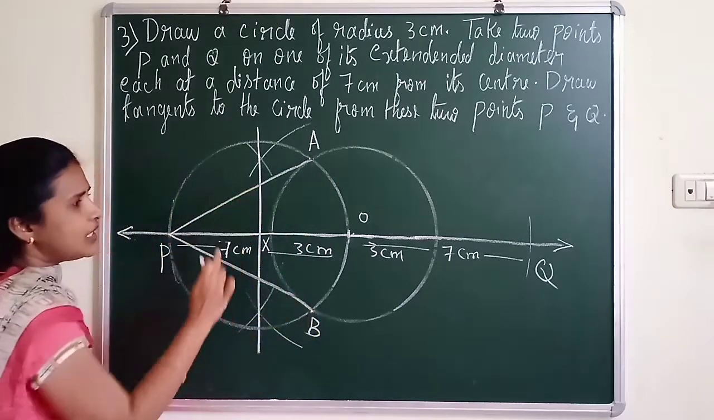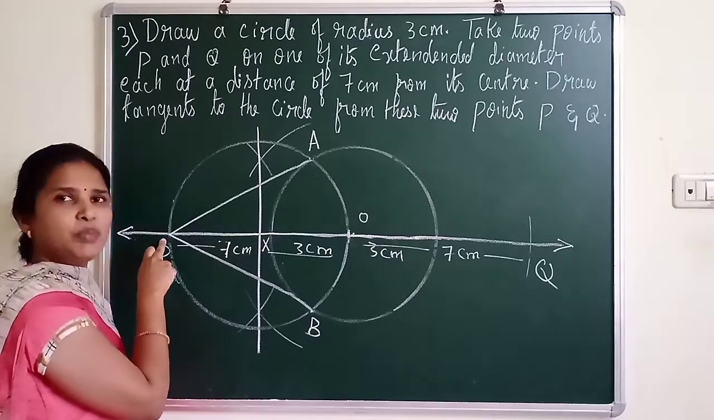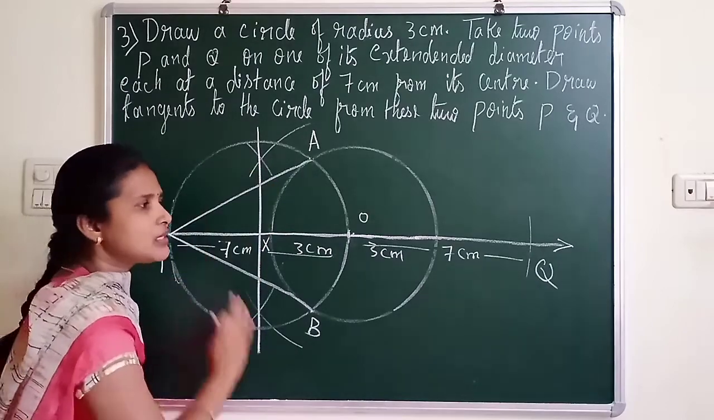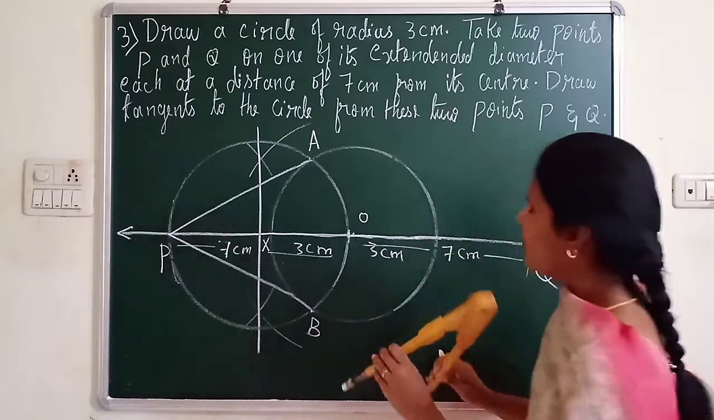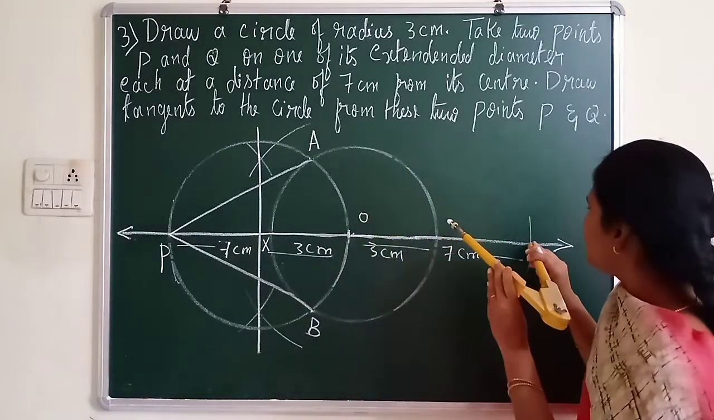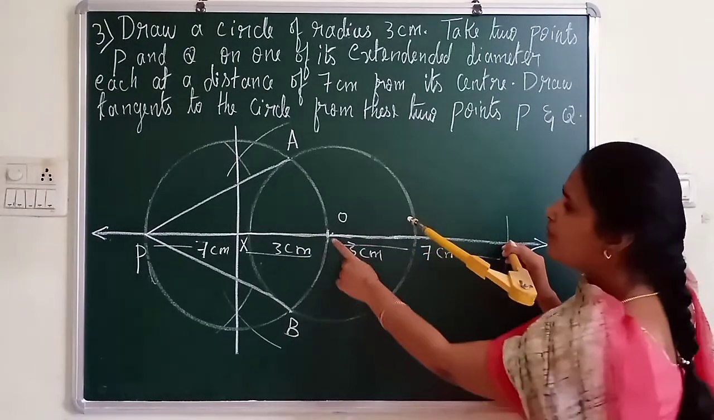So you can see PA and PB are the required tangents from this point P. Similarly, whatever I have done on this side, the same thing I have to do for Q. Now again I have to take more than half from O or from Q. What I have to do now? I have to do the perpendicular bisector of OQ.